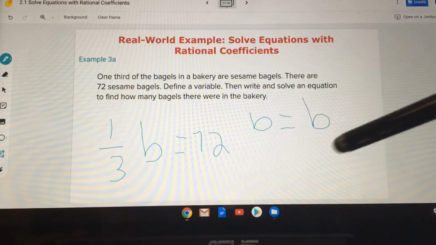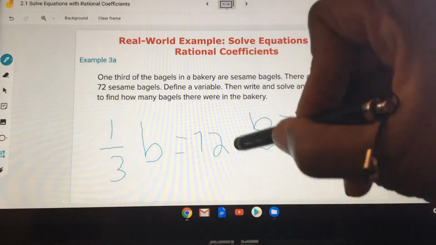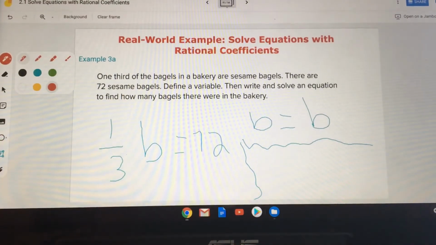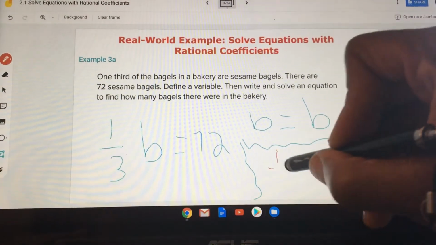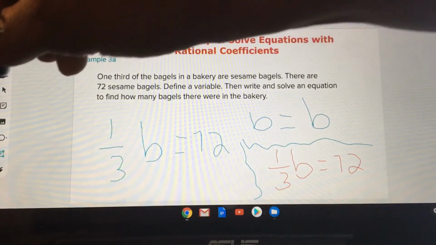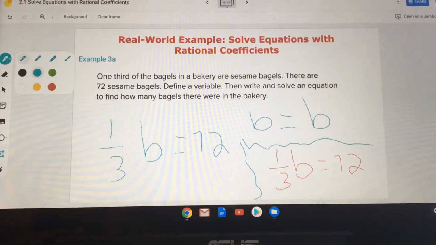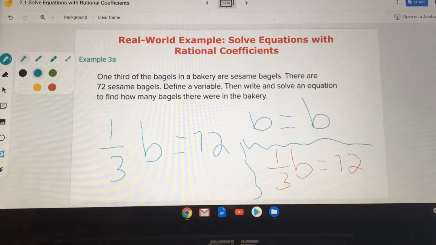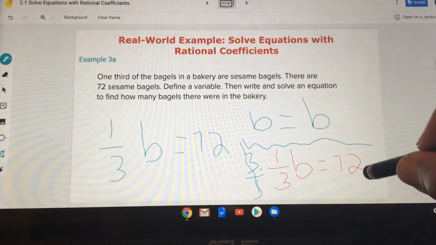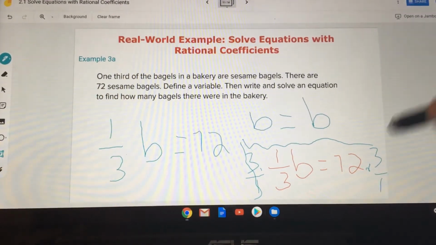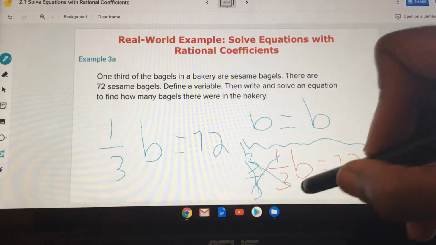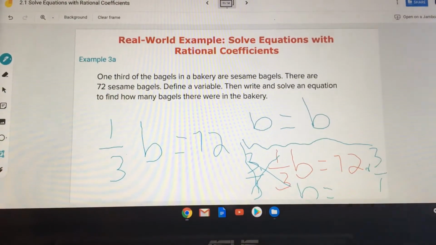So when we solve this, I'm going to solve it down here. Here we have 1/3 times the bagels equals 72. We're going to multiply both sides by the reciprocal or the multiplicative inverse. So that is 3/1 or just 3. So you come over on the other side and multiply by 3/1. When you do that, the 3's cancel to 1. The 1's cancel to 1. So now you have B all by itself.